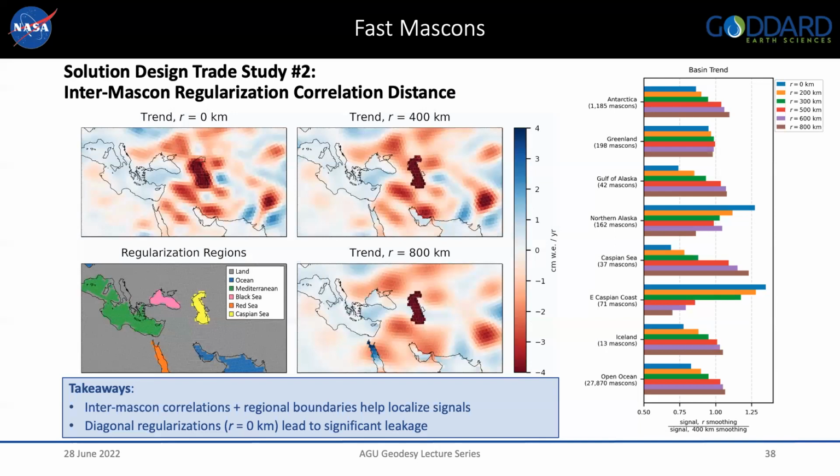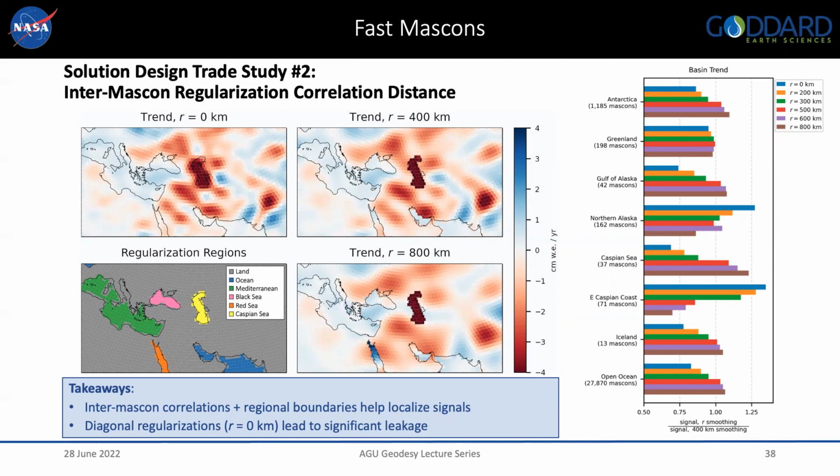Our second trade study then examined the design of the Mascon regularization itself, and specifically looked at the effects of including off-diagonal constraints in the regularization. Now, when I say off-diagonal, what I mean is that when we do our least squares estimate, one of the things we tell it as prior information is that if two Mascons are next to each other and are part of the same general area, so for instance, if both are land Mascons or both are in the Caspian Sea, then those Mascons should probably be somewhat related to one another.